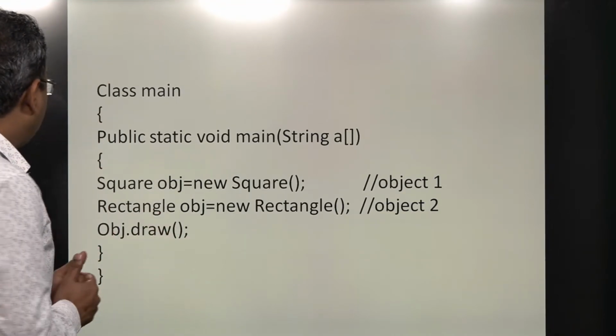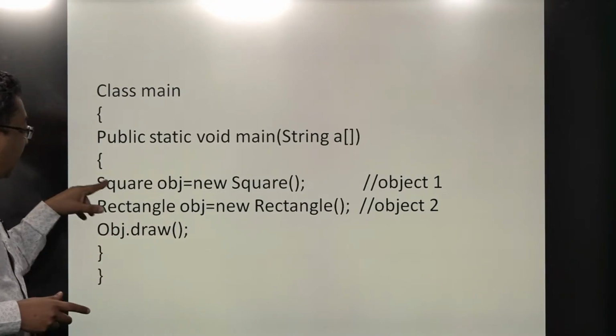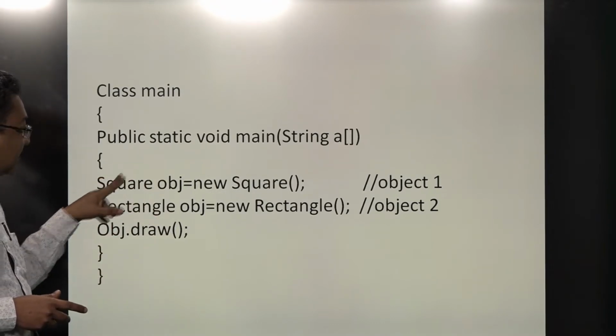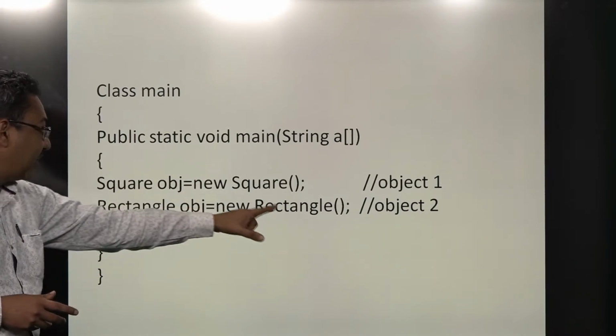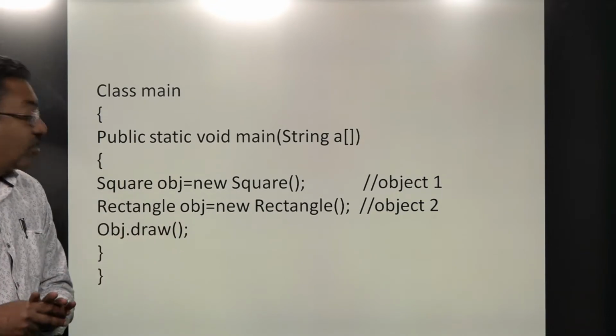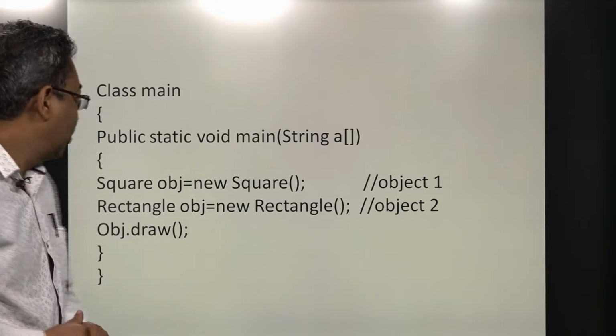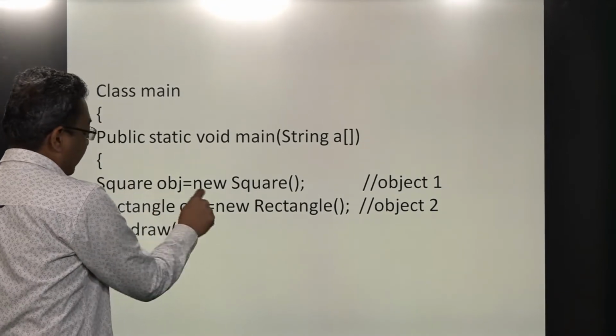Next, what do I have to do? I have to go for the client, and what does the client do for this? It creates the reference of the Square class, creates its object. It creates the reference of the Rectangle class and creates its object. And using the object, it calls the function draw. So for both objects, I am using the same reference.